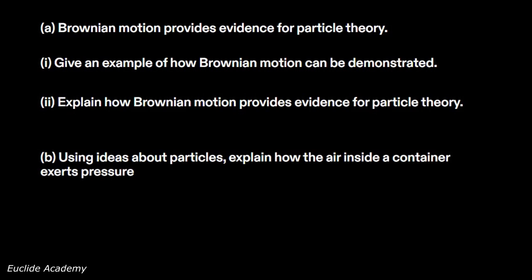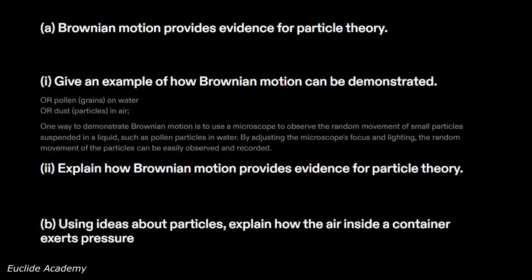This question was in the IGCSE physics past paper, which we're going to revise. So let's try to answer the first question. Give an example of how Brownian motion can be demonstrated. One way in which we can demonstrate Brownian motion is by using pollen grains on water. The second way could be dust particles in air.